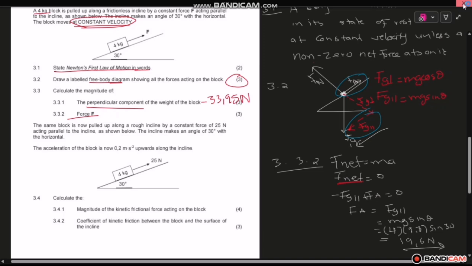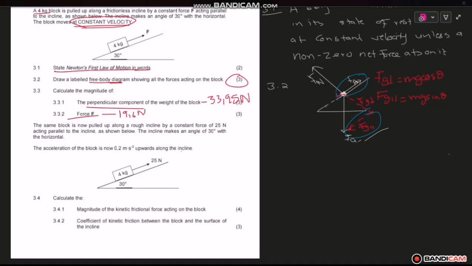Let's continue. Now, the same block is pulled up along a rough incline by a constant force of 25 Newton acting parallel to the incline, as shown below. Rough tells us there is a frictional force. The incline makes an angle of 30 degrees. Then the acceleration of the block is now 0.2, meaning it is now moving, no longer stationary, along the incline upwards. Calculate the magnitude of the kinetic frictional force acting on the block. 4 marks.